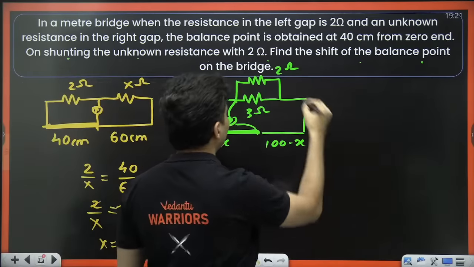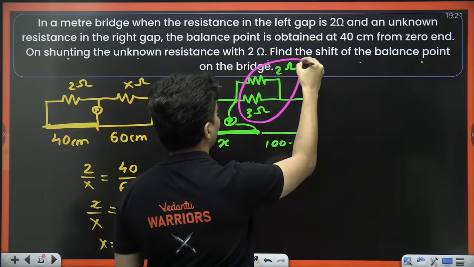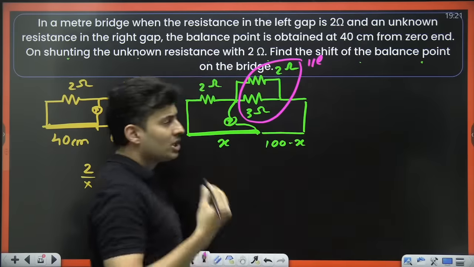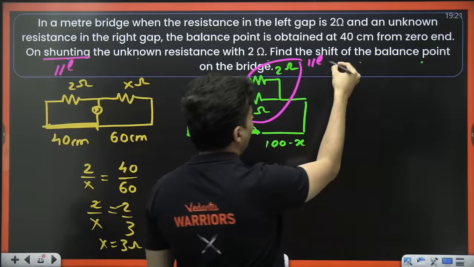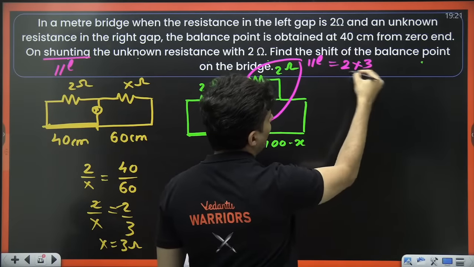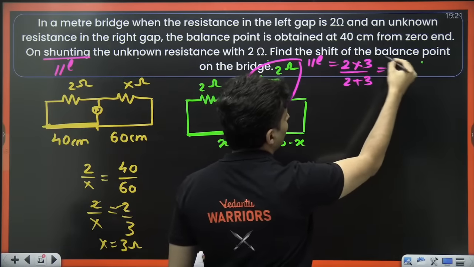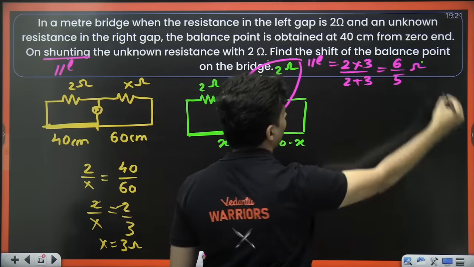For that, first figure out how much is this effective resistance, since they are in parallel. Shunt means parallel. Remember that. So the parallel resistance will be R1 R2 upon R1 plus R2. 2 threes are 6, so 6 by 5 ohms.